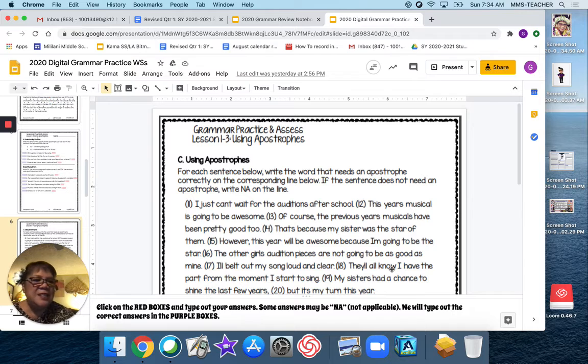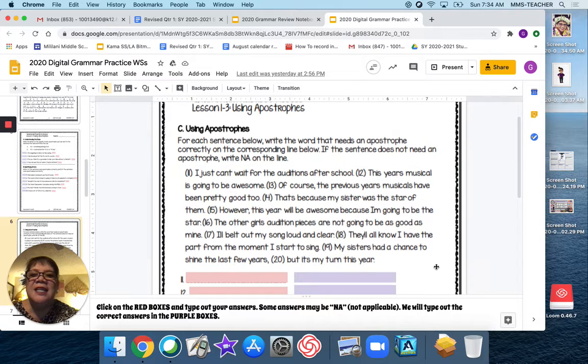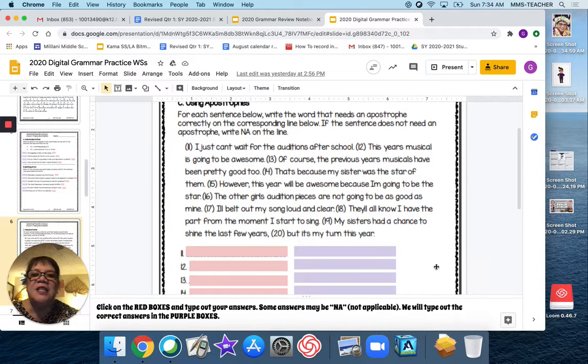Okay, this is section C, using apostrophes. It says, for each sentence below, write the word that needs an apostrophe correctly on the corresponding line below. If the sentence does not need an apostrophe, you will write NA on the line. Okay, so NA means not applicable. So again, if it needs an apostrophe in that sentence, you will write the word that needs that apostrophe correctly.